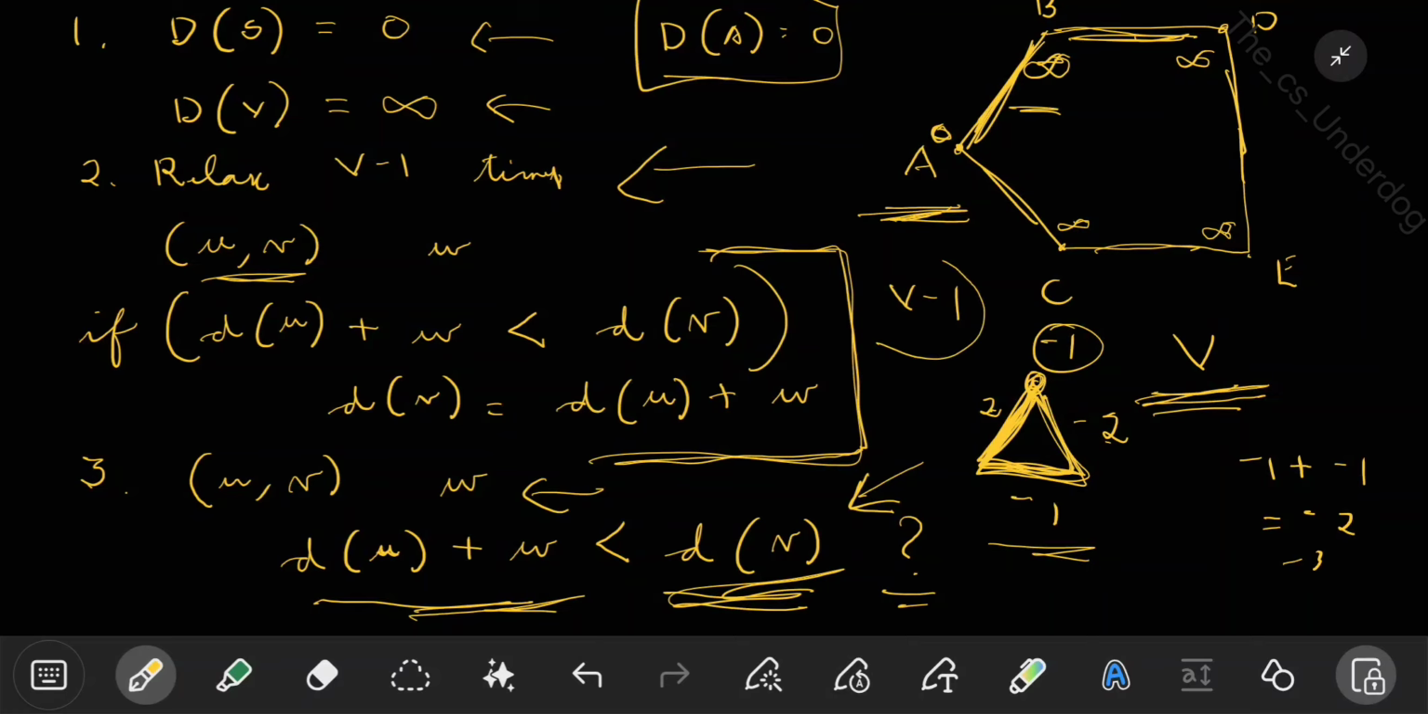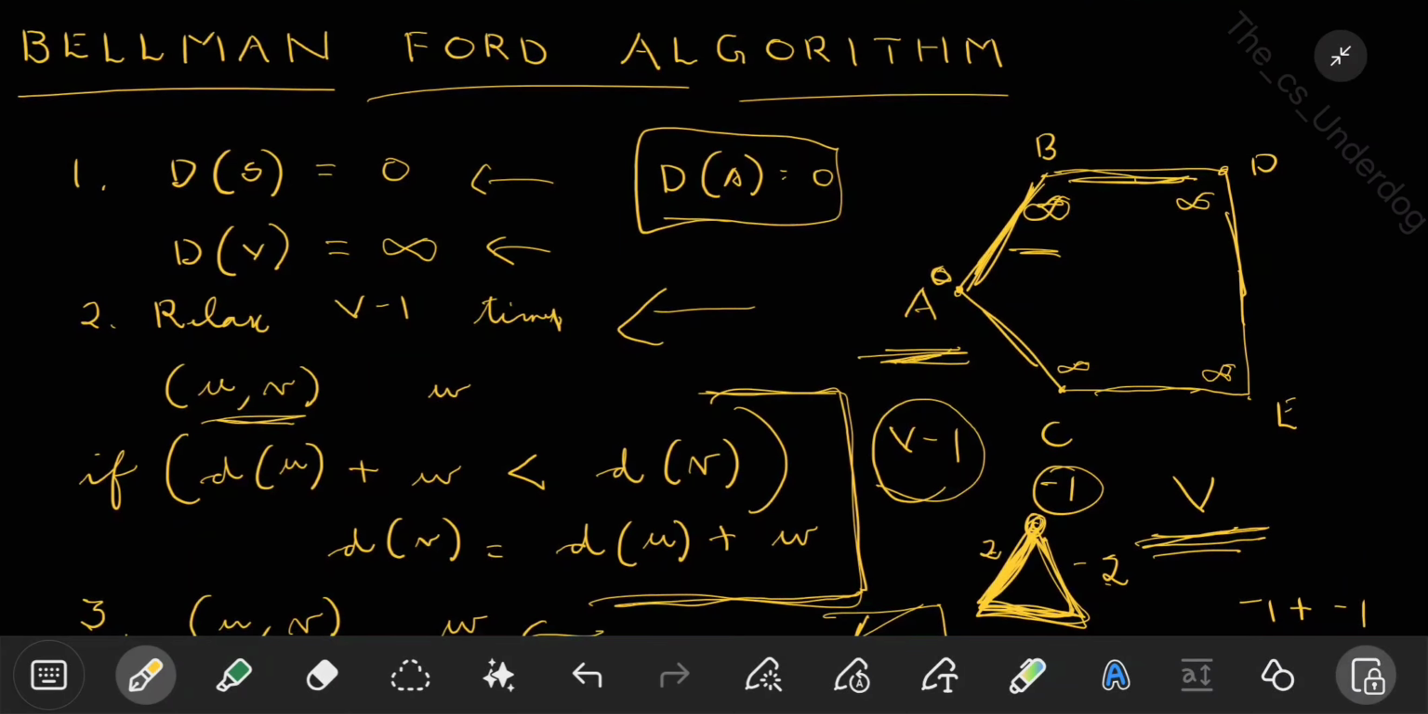After you do V minus 1 relaxations, you will have the final answer, because at this point, whatever is the distance to each of the vertices, that will be the shortest path possible from the source vertex to that particular vertex. Again, if one more relaxation is possible, that means there is a negative weight cycle present in this particular graph. So what are the final points that you understood from this Bellman Ford algorithm lecture?